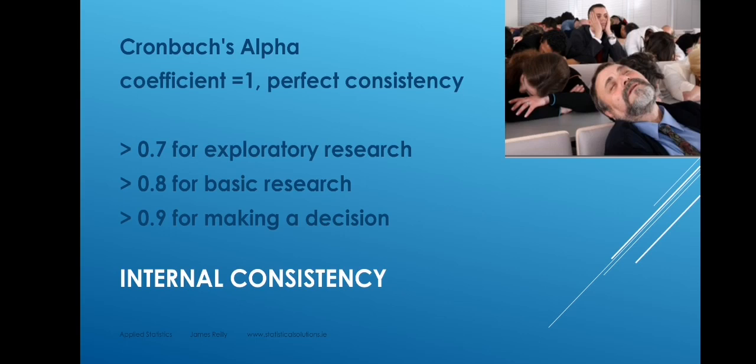Cronbach's alpha is a measure which is equal to 1 when the responses agree perfectly across the different questions and 0 otherwise. Cronbach's alpha should be at least 0.7 for exploratory research, or 0.8 for basic research, or maybe 0.9 for making a decision. We don't expect to get a Cronbach's alpha of exactly 1 because then the questions would be somewhat superfluous because one question gives an answer which is the same as the answer given by another question.